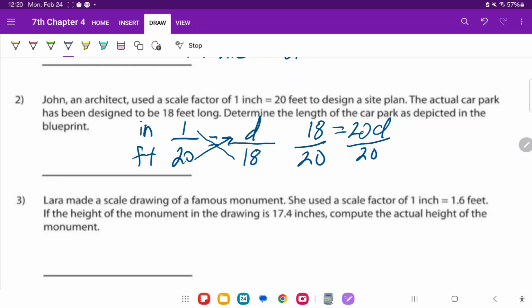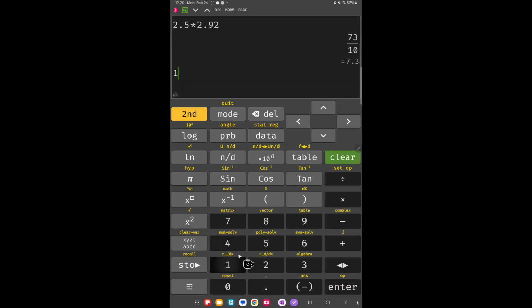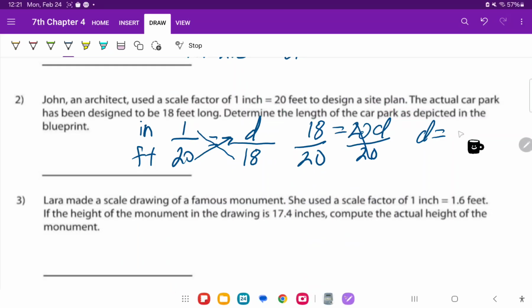This is going to cancel, so we'll be left with D, and then 18 divided by 20. So we got 18 divided by 20, and that's going to give us, what will that give us? 0.9. All right, so that's 0.9, and that would be inches.